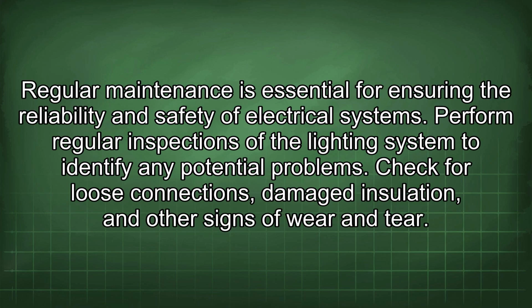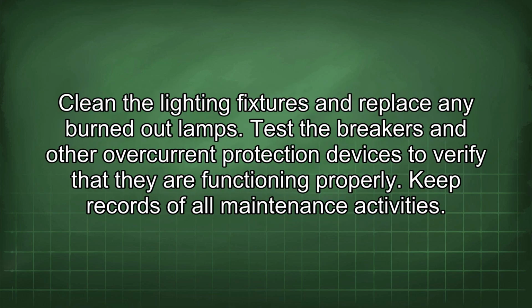Regular maintenance is essential for ensuring the reliability and safety of electrical systems. Perform regular inspections of the lighting system to identify any potential problems. Check for loose connections, damaged insulation, and other signs of wear and tear. Clean the lighting fixtures and replace any burned-out lamps.